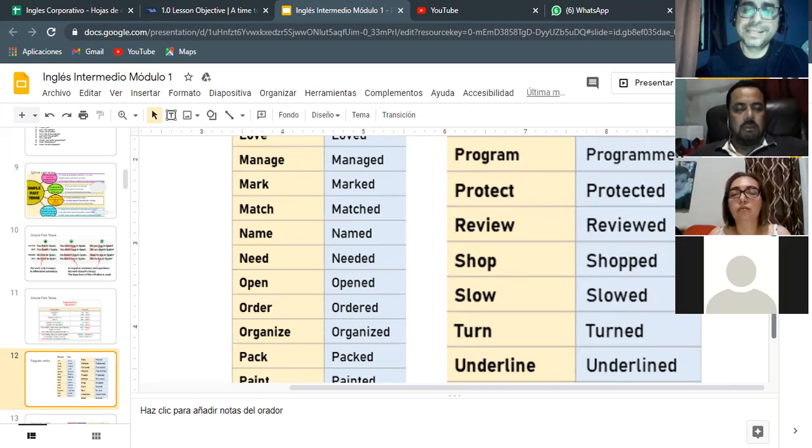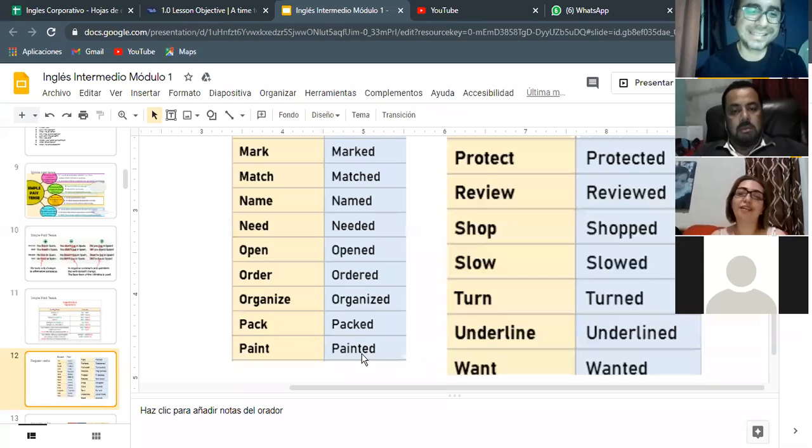Ricardo, could you please tell me an example with programming? Is it program or programming? Programming, past. Past, okay. I program it in my computer. Okay, you can say that. I program my computer.